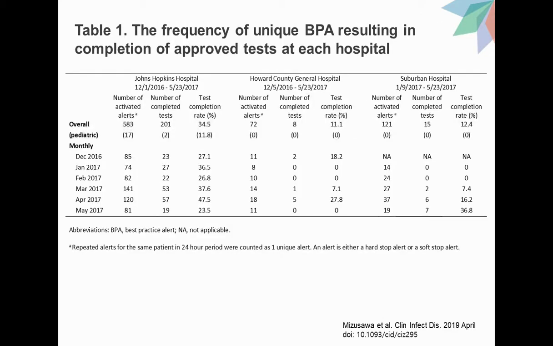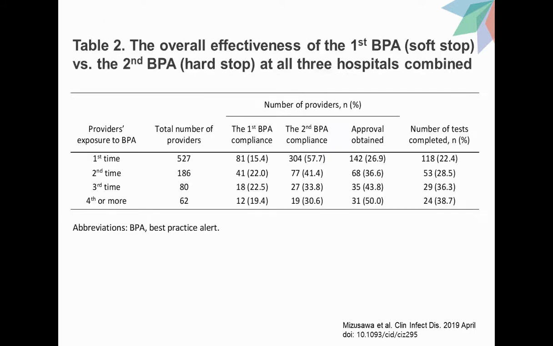We also look at the number of BPA activations that resulted in completion of approved tests. Completion of approved tests means that the physician called the microlab to obtain approval, ordered another C. diff test with a secret test code, sent a stool specimen to the microlab, and tests were completed. The test completion rate was 34.5% at Johns Hopkins Hospital, 11.1% at Howard County General Hospital, and 12.4% at Suburban Hospital, which suggests that many providers eventually decided not to pursue testing after they activated BPA.